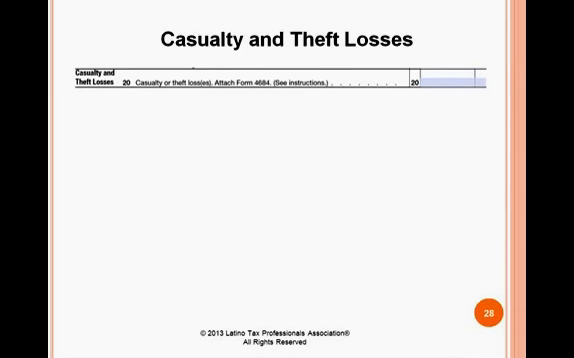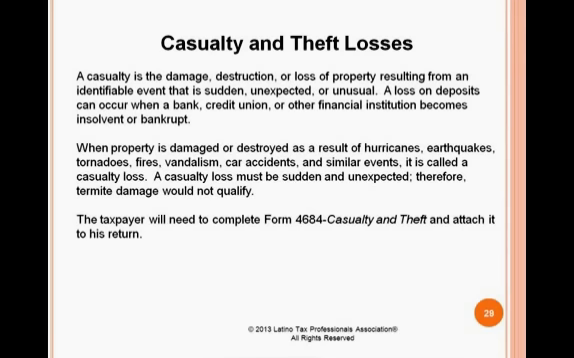Not all of them, but many of them do. Now, casualty is the damage, destruction, or loss of property resulting from an identifiable event that is sudden, unexpected, or unusual. The tornado in Oklahoma is a very good example. Very sudden, unexpected, and unusual.